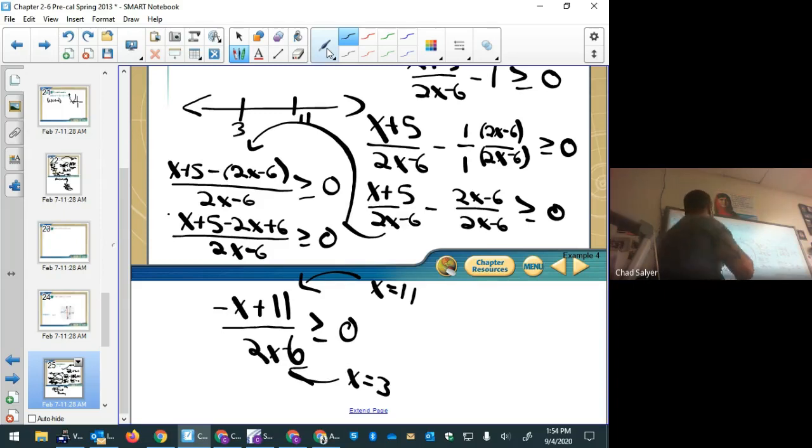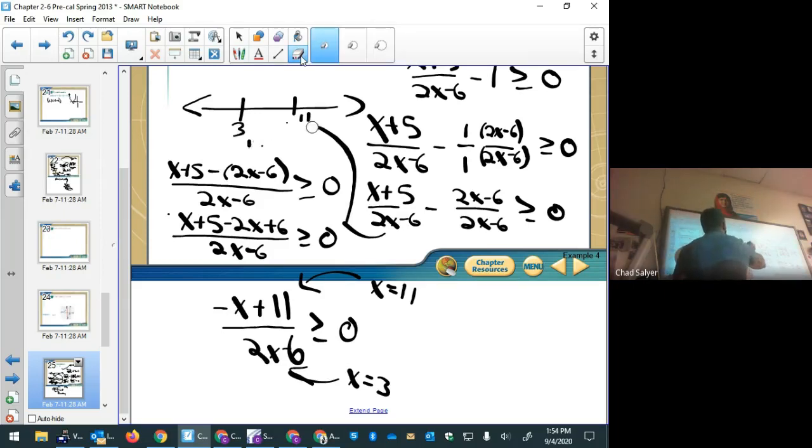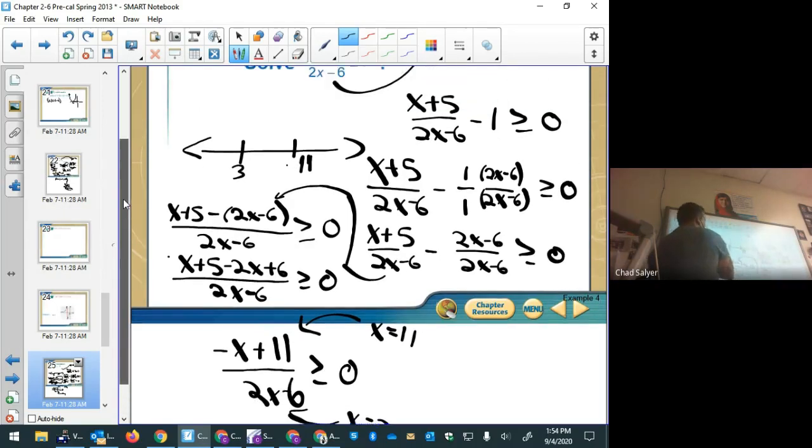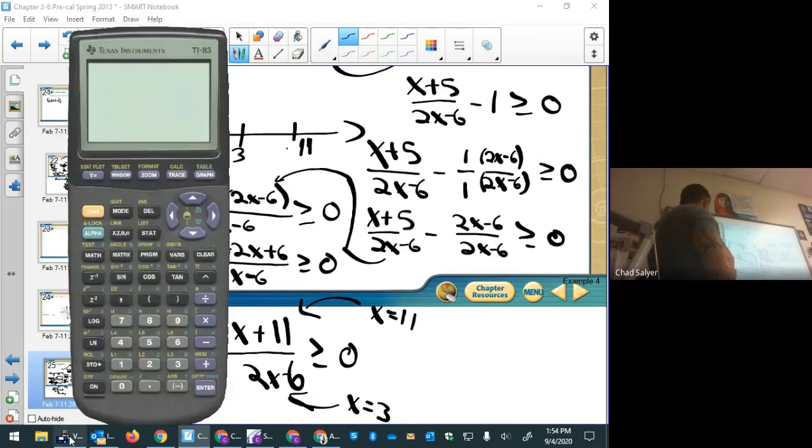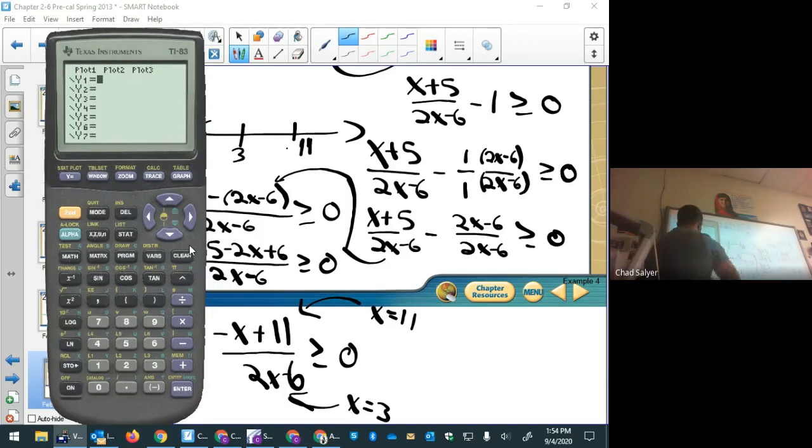So we populate our sign chart with the zeros of both the top and the bottom, and then we'll analyze the function's behavior. We need to put in this expression, not the original expression, because we had to modify that. So it'll mess you up if you put it in the original form.